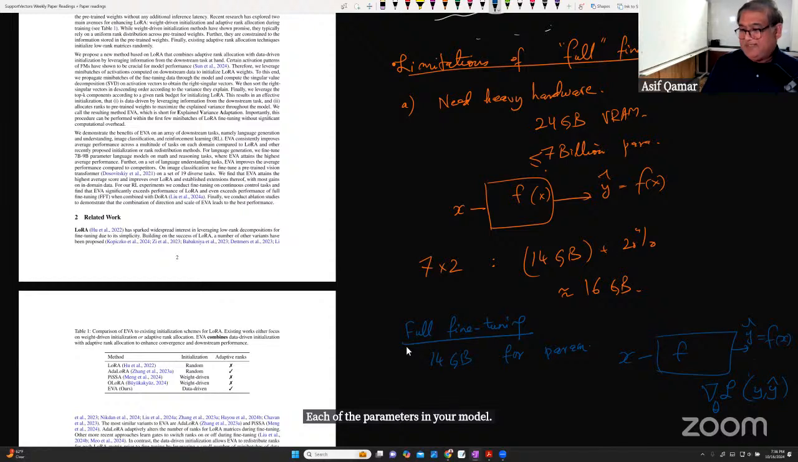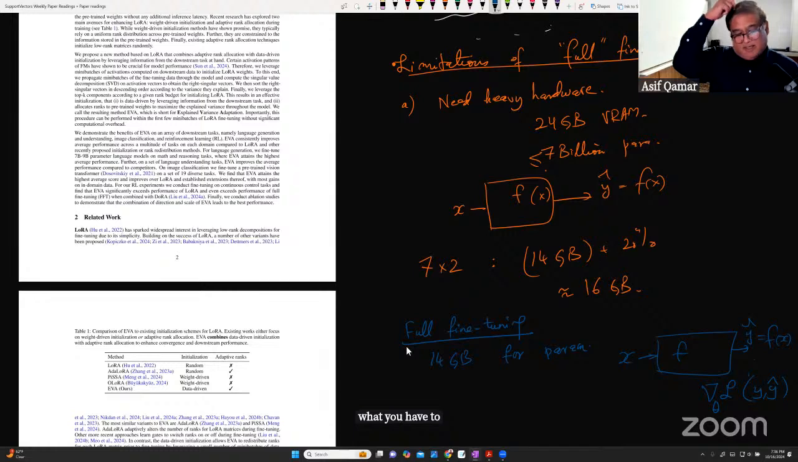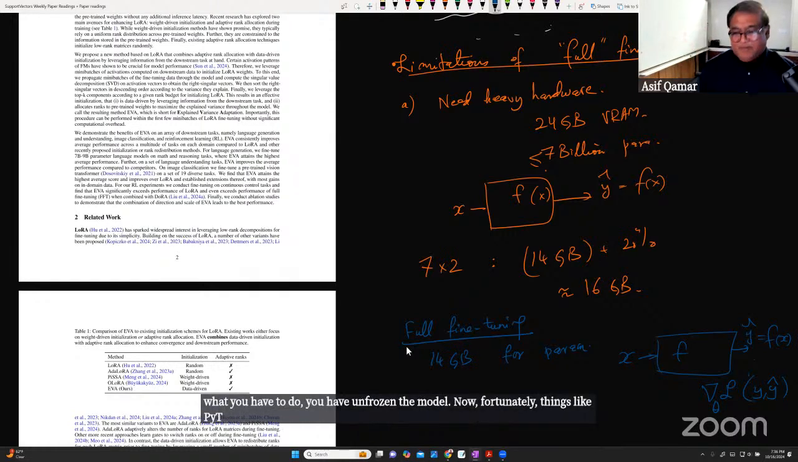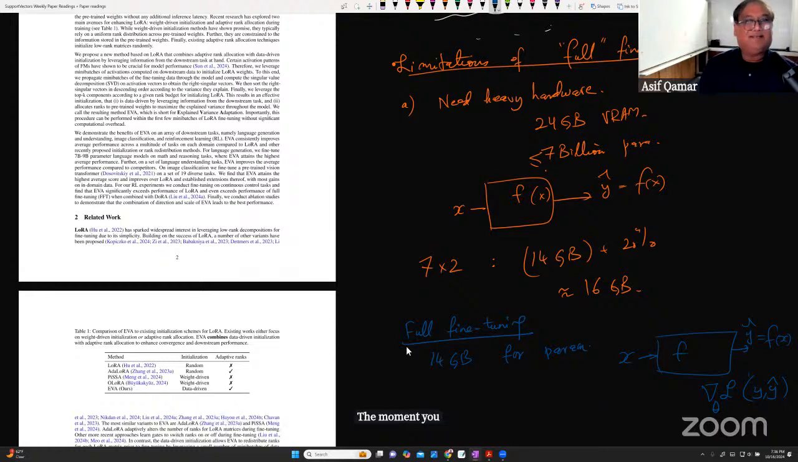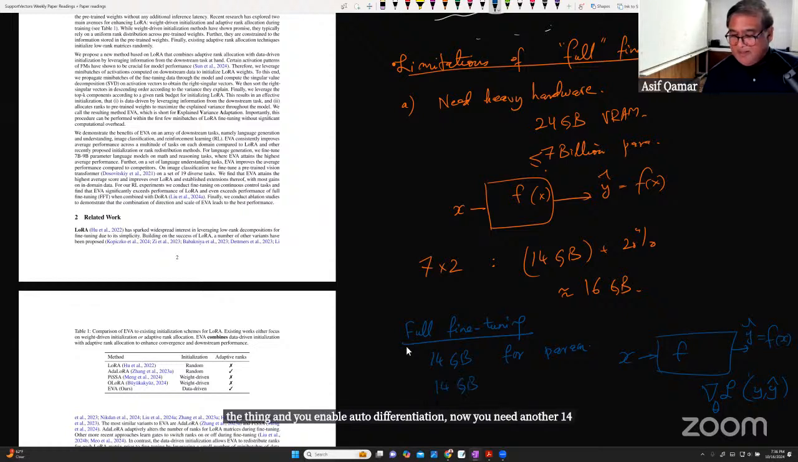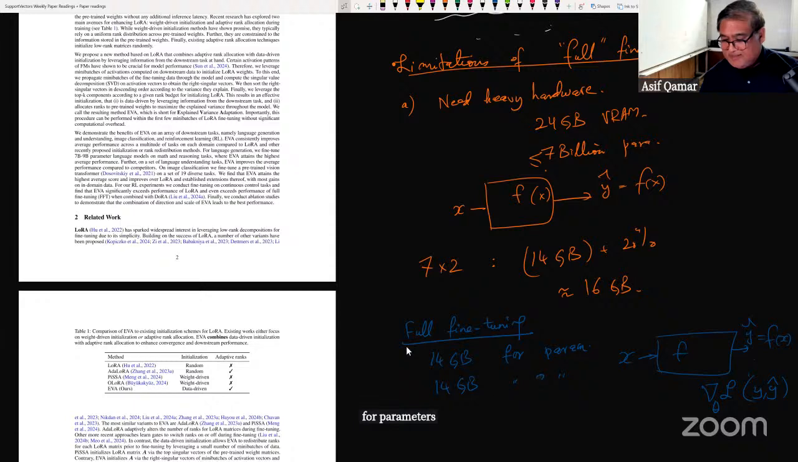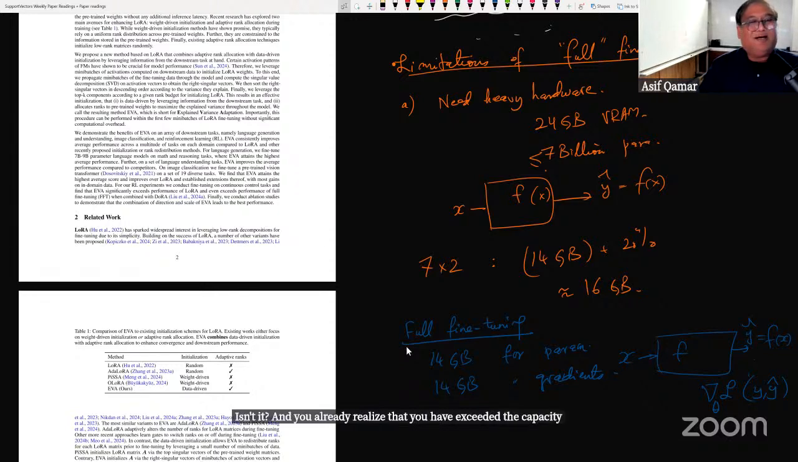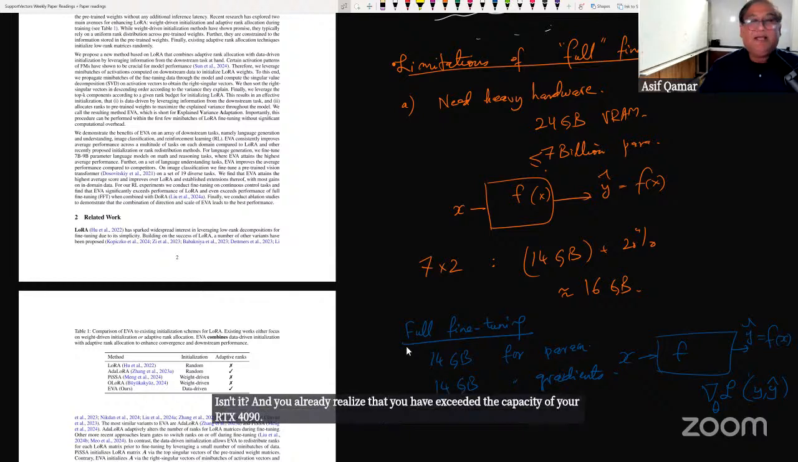Let me write the parameter as theta. And obviously, I have erased all the subscripts to keep the thing easier to understand. So we know if you have gradient, you have unfrozen the model. Now, fortunately, things like PyTorch are auto-differentiating frameworks. The moment you unfreeze the model and enable auto-differentiation, you need another 14 GB for the gradients. Isn't it? And you already realize that you have exceeded the capacity of your RTX 4090 right there itself, right? So it is hard to fine tune.